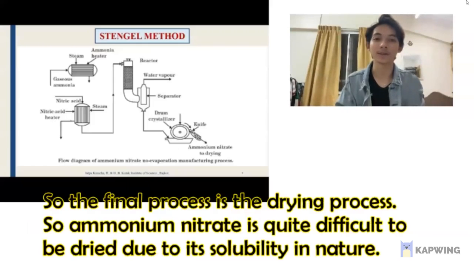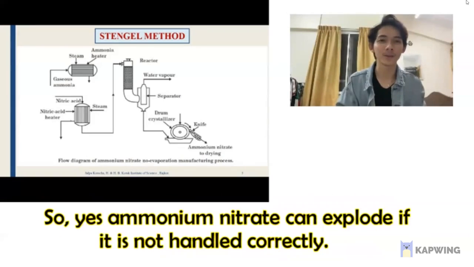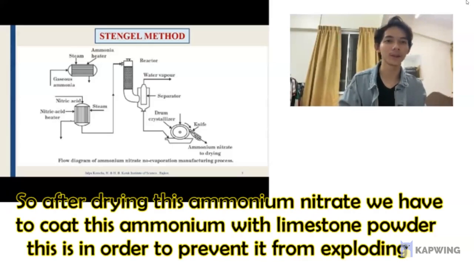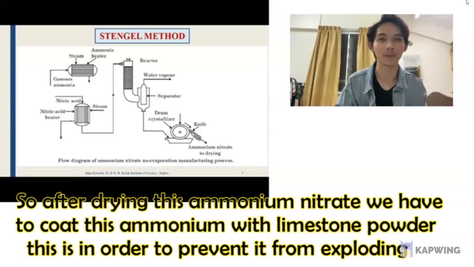So the final process is the drying process. Ammonium nitrate is quite difficult to dry due to its solubility in nature. So yes, ammonium nitrate can explode if it's not handled correctly. There are various methods to dry ammonium nitrate, and one of them is to cool the ammonium nitrate to approximately 32 degrees Celsius. After drying this ammonium nitrate, we have to coat it with limestone powder. This is in order to prevent it from exploding.